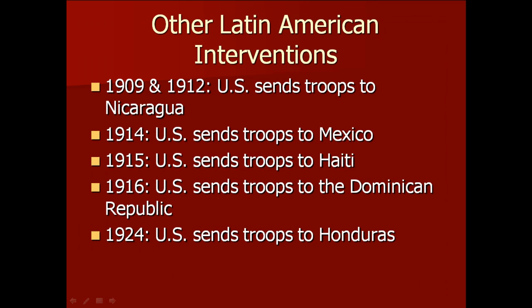The United States was also involved in other areas of Latin America. For example, in 1909 and again in 1912, the United States sent troops to Nicaragua. In 1914, we sent troops to Mexico. In 1950, we sent troops to Haiti. In 1960, we sent troops to the Dominican Republic. And a little bit later, in 1924, we sent troops to Honduras.